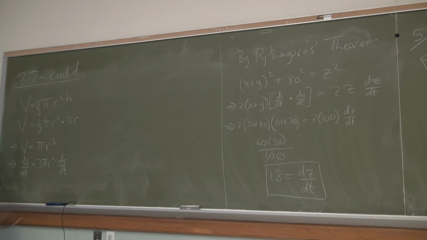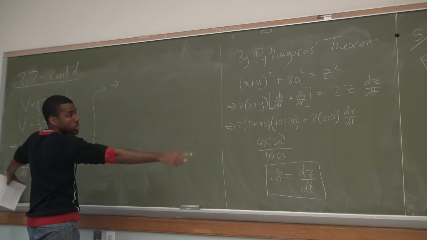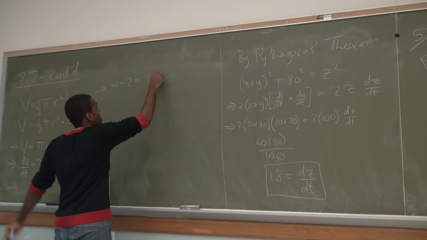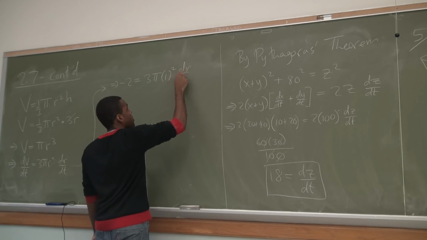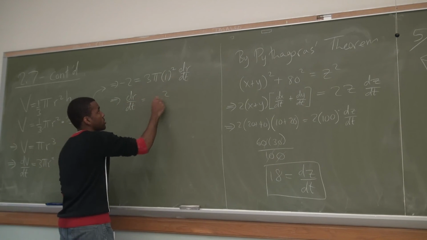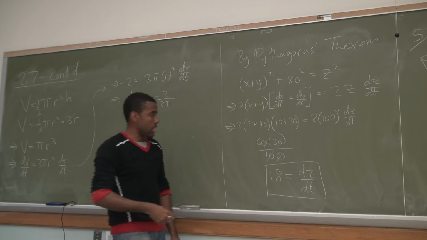And now I actually know everything, I can plug it in. dV/dt was minus 2. 3 pi times r is 1. So it's decreasing at that rate.